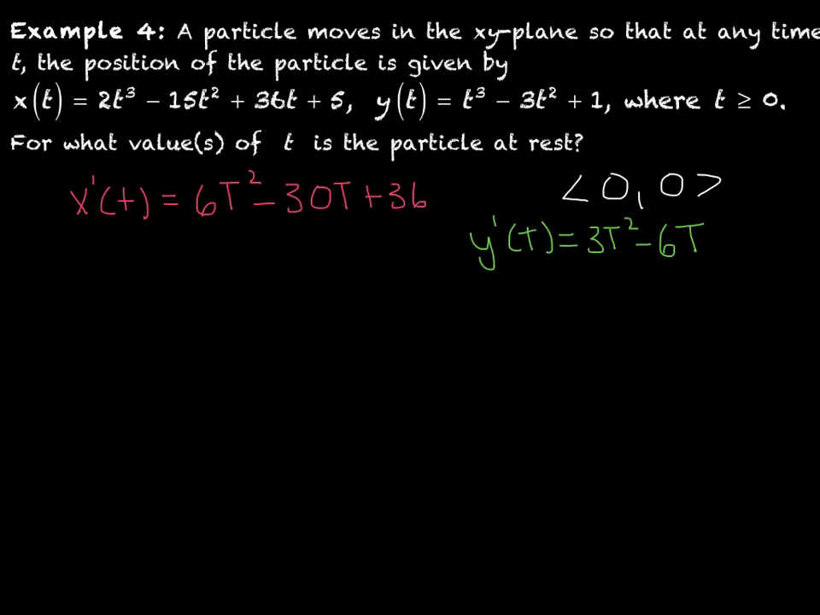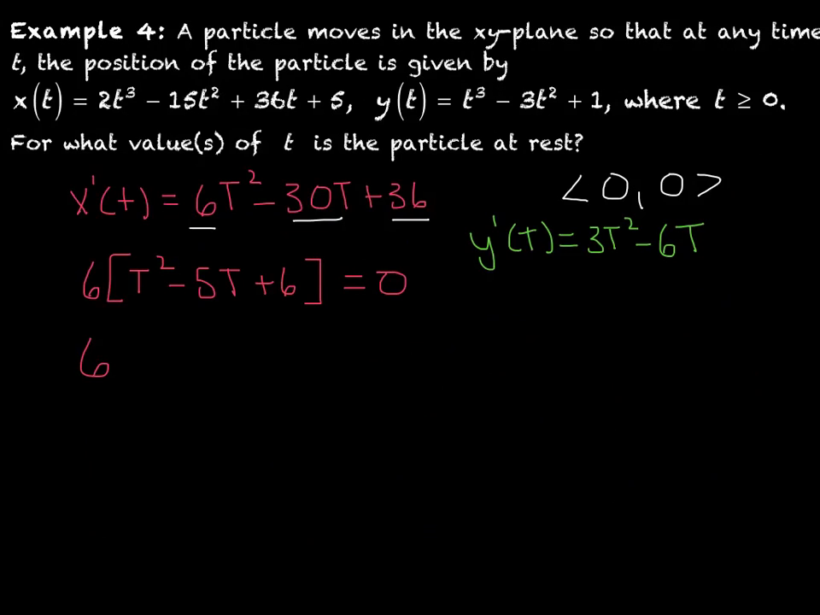And so we can factor the first one. Always look to see if you can factor out something from these terms, and we can factor out a 6. So we factor out a 6 and we get t squared minus 5t plus 6, and we set that equal to 0.